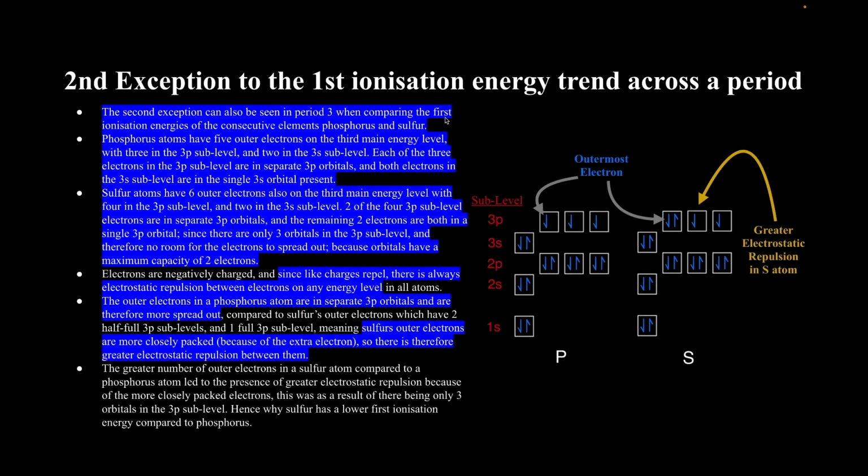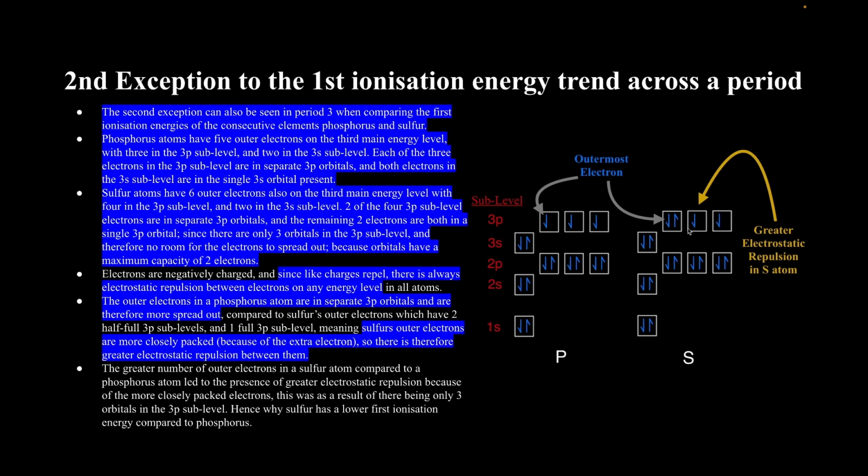So now let's look at the second exception to the first ionization energy trend across a period. The second exception can also be seen in period 3 when comparing the first ionization energies of the consecutive elements phosphorus and sulfur. Phosphorus atoms have 5 outer electrons. The 5 outer electrons are in the 3rd main energy level, but obviously they're in different sublevels, with 3 in the 3p sublevel and 2 in the 3s sublevel. Each of the 3 electrons in the 3p sublevel are in separate 3p orbitals, and both electrons in the 3s sublevel are in the single 3s orbital present.